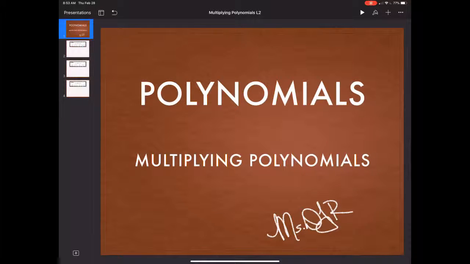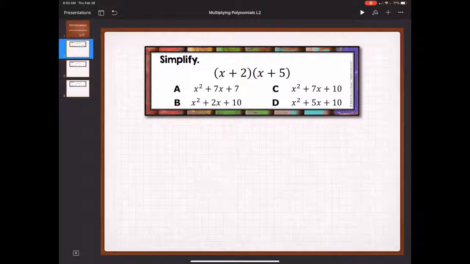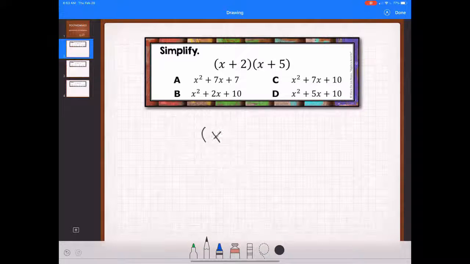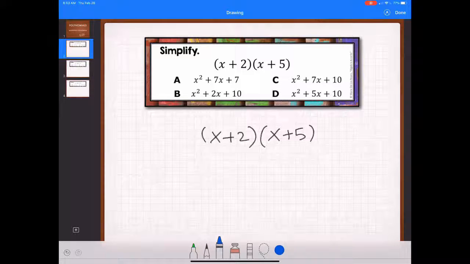Today we're multiplying polynomials. Specifically, we're multiplying a binomial times a binomial. So what that means is that you have two terms multiplied by something else that has two terms. So the way we're going to do this is we are going to do what's called double distributing.